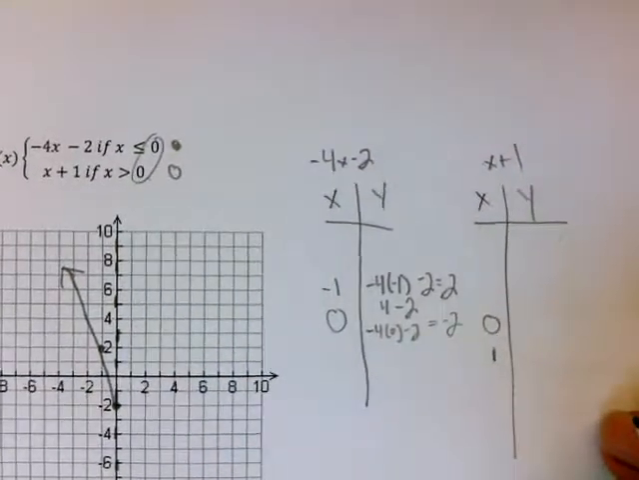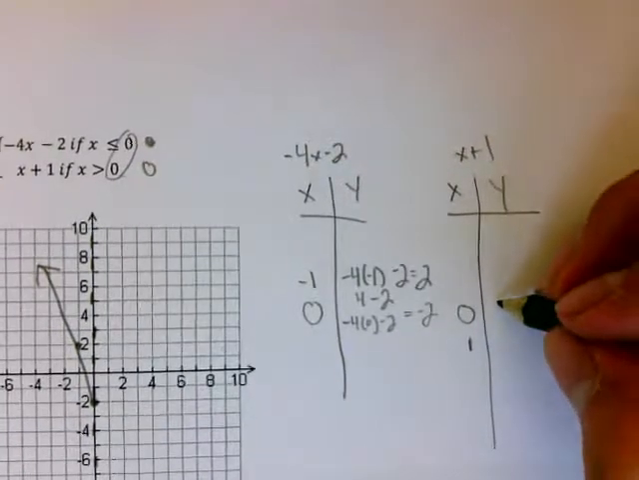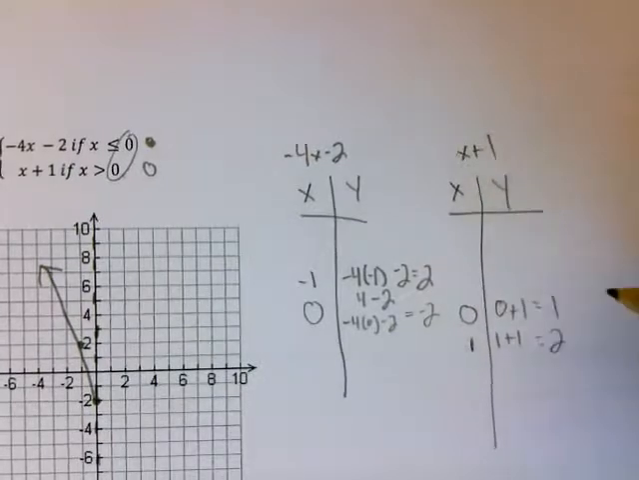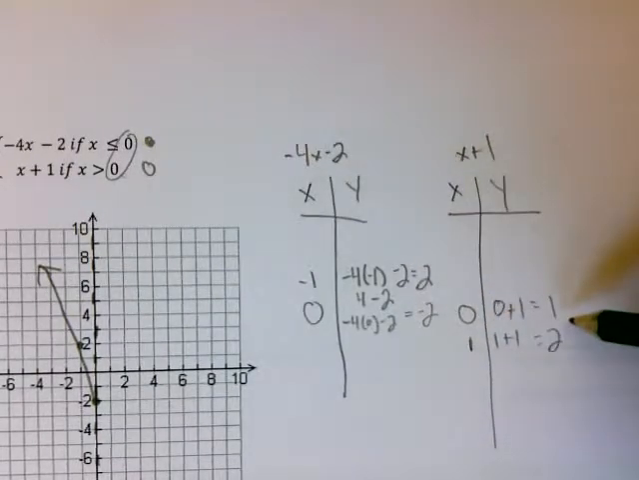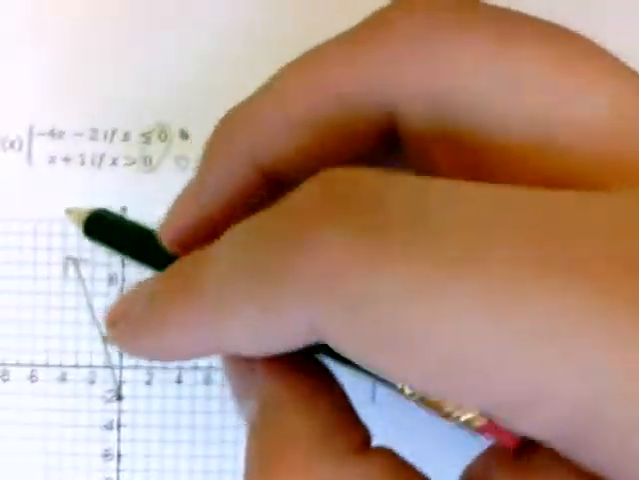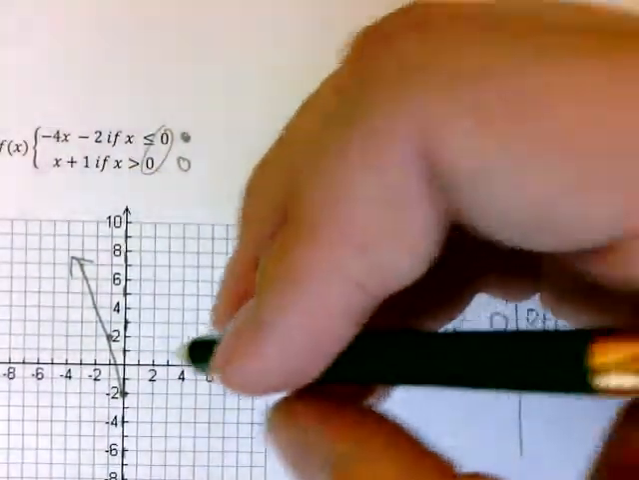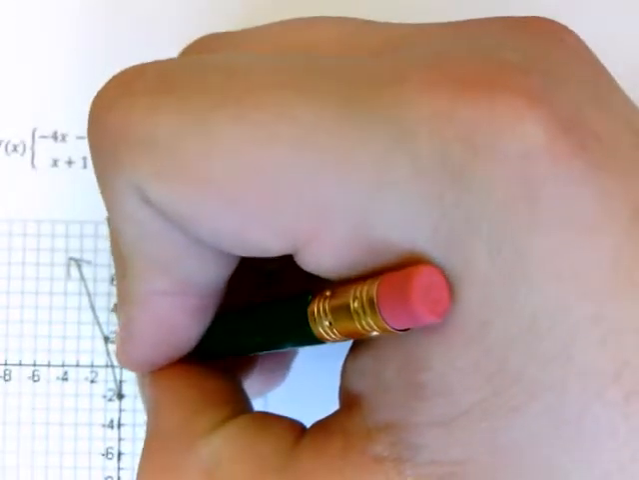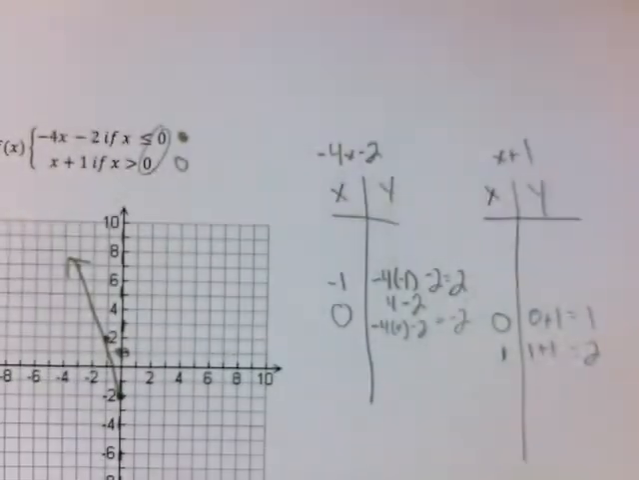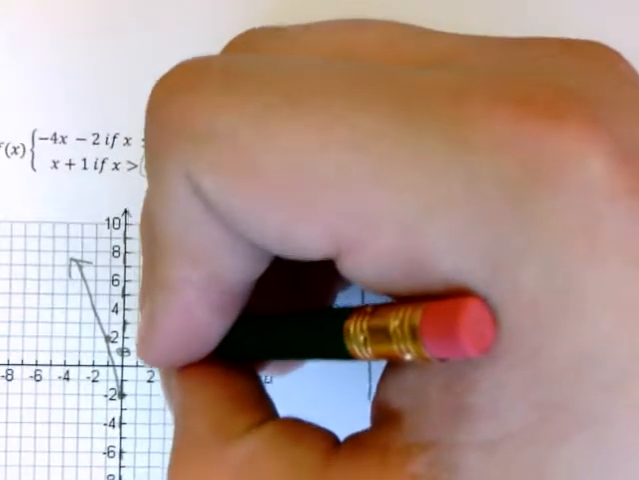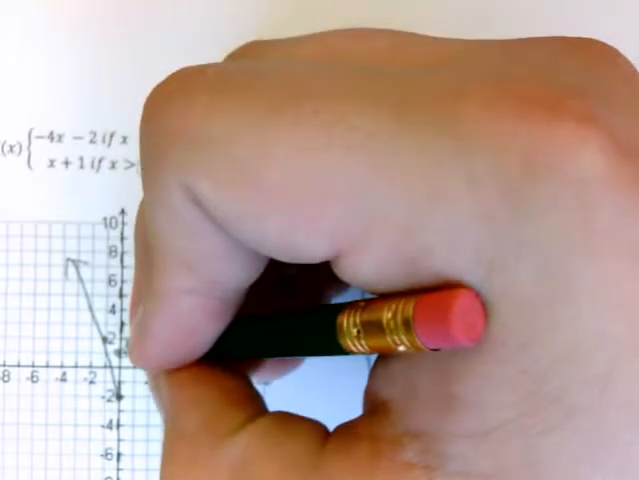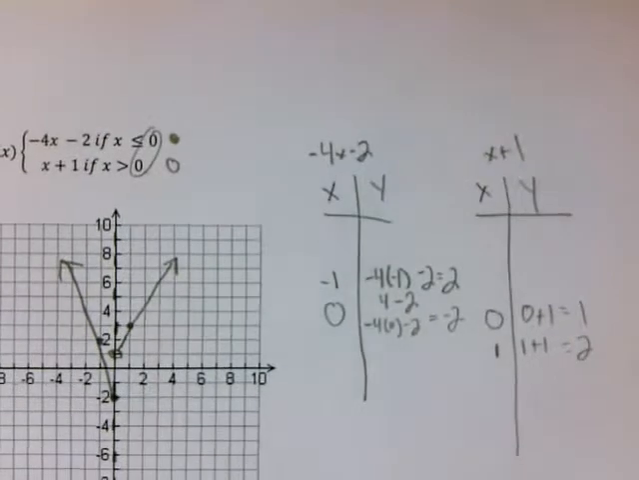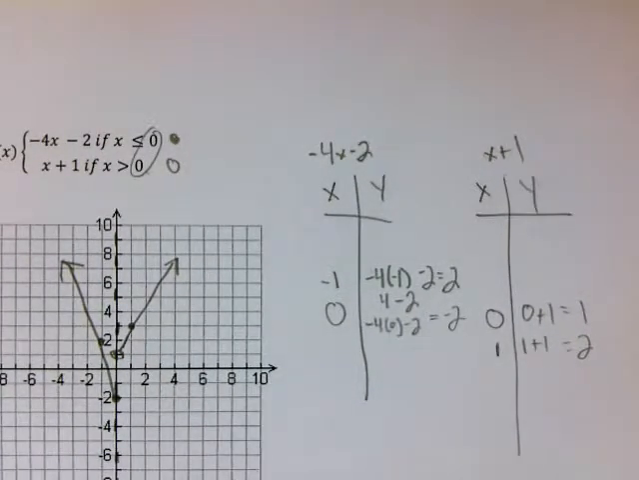So the next one. We've got 0 plus 1, which equals 1. Then we've got 1 plus 1, which equals 2. So 0, 1 is my first point. Remember, since it's x plus 1, we have the open dot at the line of change. So we're going to do 0, 1, open dot. Okay, that's going to be open dot. 1, 2. It's going to be closed dot because it's not in the line of change anymore. And that is what a piecewise function should look like. Okay?